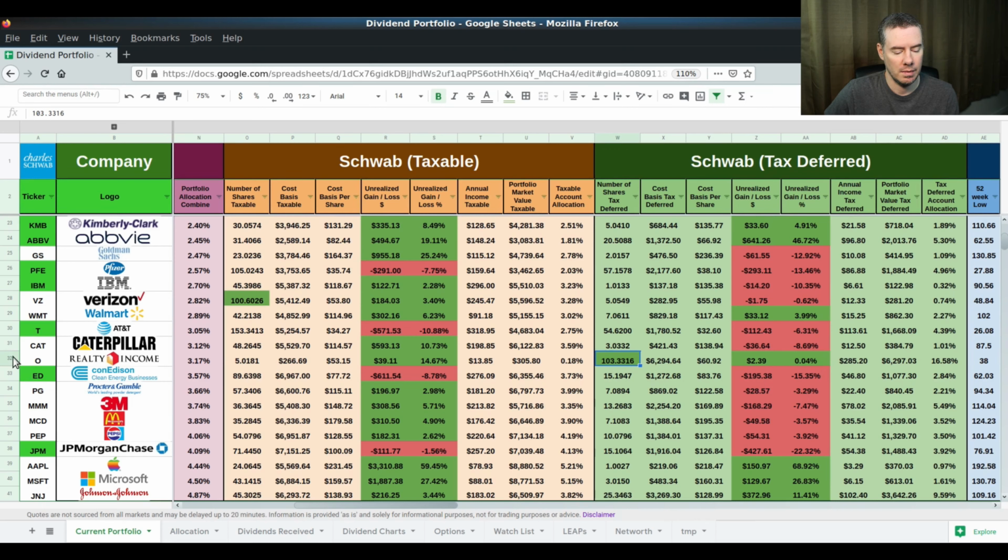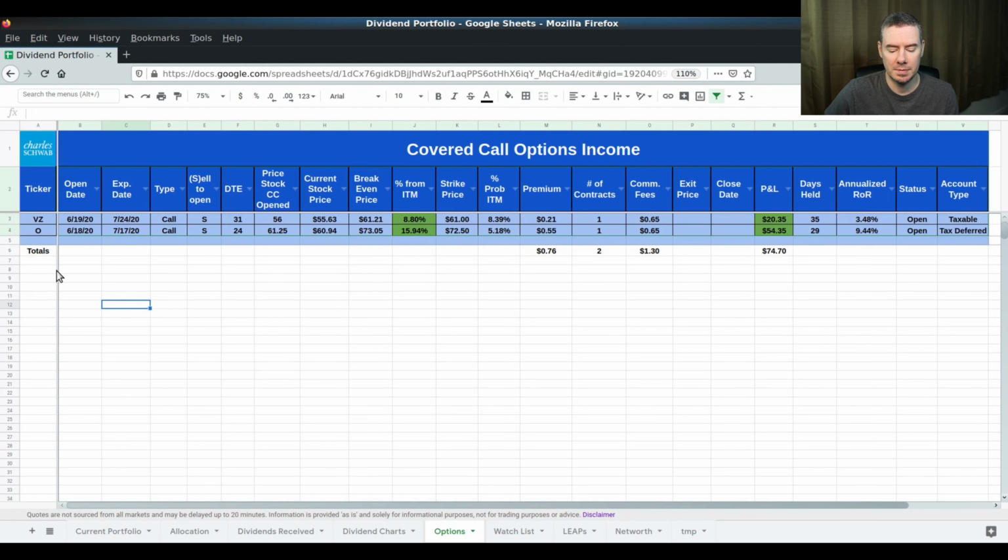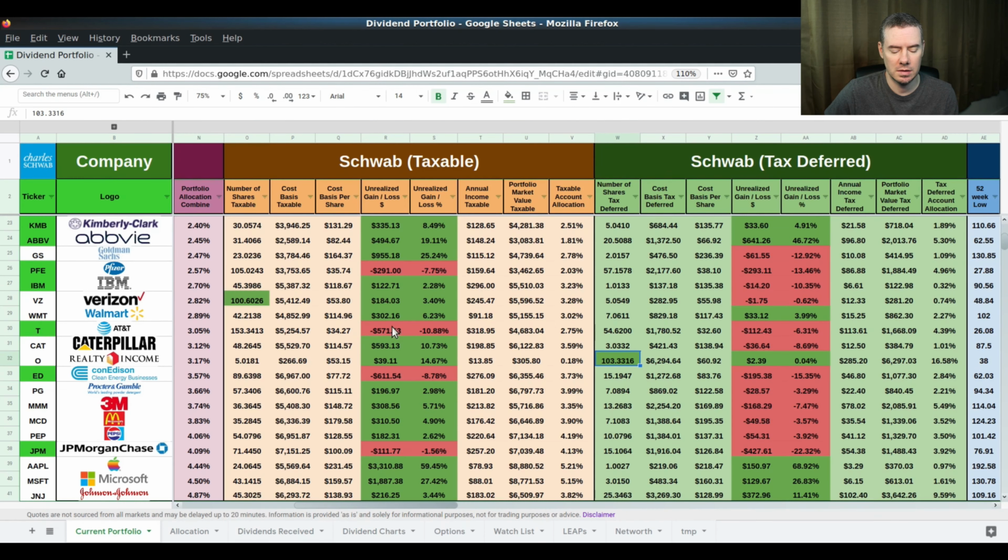On that particular position, Realty Income, I've already made a trade on that one. If we look at my options history here, I put that on just a couple of days ago. Open date was 6/18, so that was last week. So I'm not going to be making a trade on that one today, or on Verizon. Let's go back to the dividend portfolio here, and there's the Verizon one that's flashing green for us, but I noticed a couple of new ones today. So let's take a look.